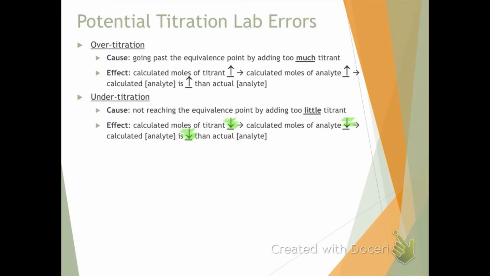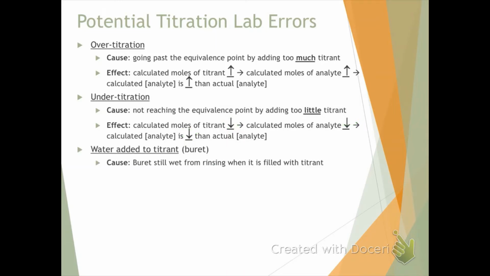Another common error is when water is added to the titrant. So this could happen if the burette is still wet from rinsing it. So if there's still water in the burette, when you go and fill it with the titrant, that's going to affect the concentration of your titrant. The titrant is supposed to be the thing of known concentration. But if we accidentally get water in this thing of known concentration, that's going to dilute it. We're going to have a lower concentration.